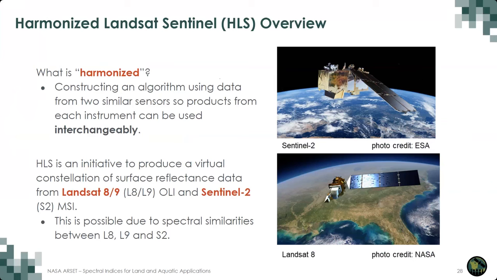Spectral similarities between the Landsat 8 Operational Land Imager, the Landsat 9 OLI-2, and the Sentinel-2 MultiSpectral Instrument present an opportunity to harmonize data from these sensors to generate higher frequency imagery products for land surface monitoring and application.